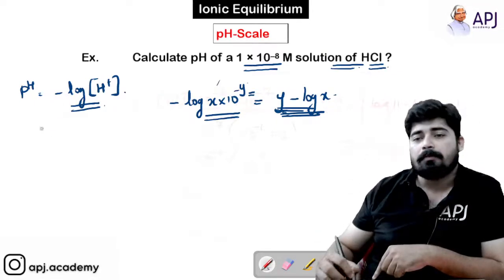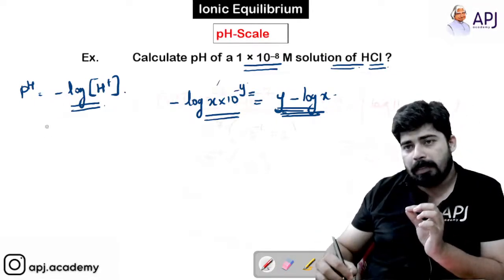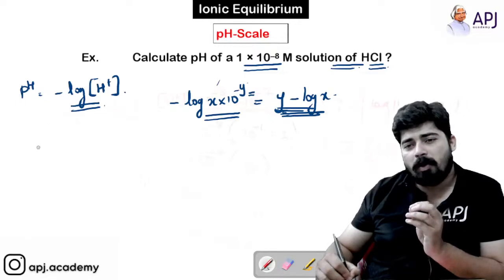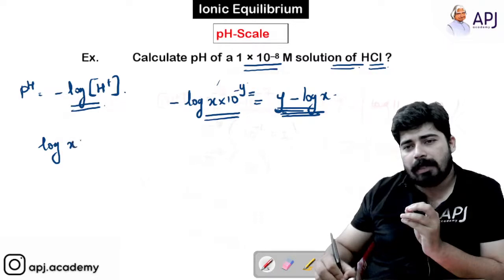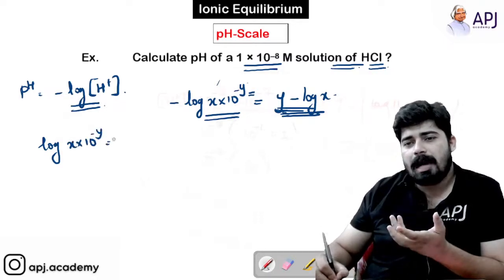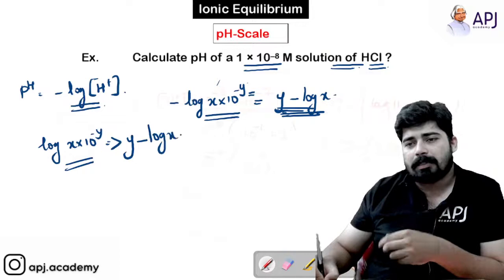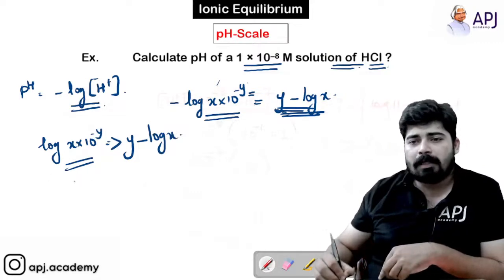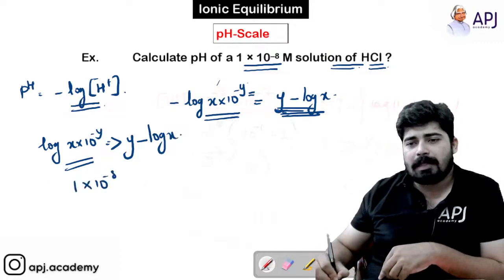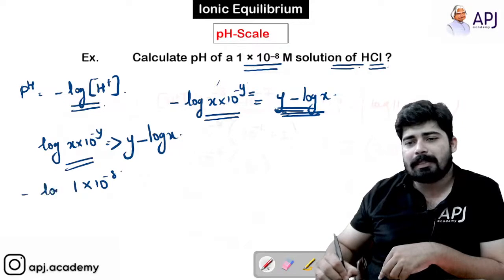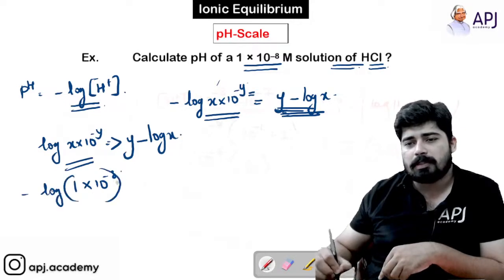So whenever in pH scale calculation, you will always be given the concentration in the form of x into 10 raised to minus y. So in every aspect you will be given like this. So what will be the answer? The answer is y minus log x. For example, if I give you 1 into 10 raised to minus 8 and you have to find out the negative logarithm, this is the H plus concentration. How will you find the value?